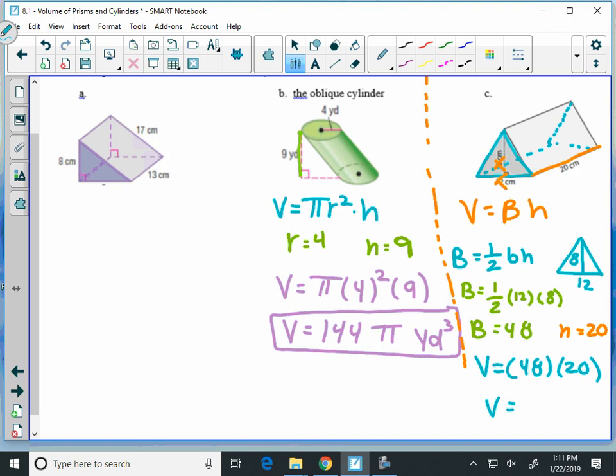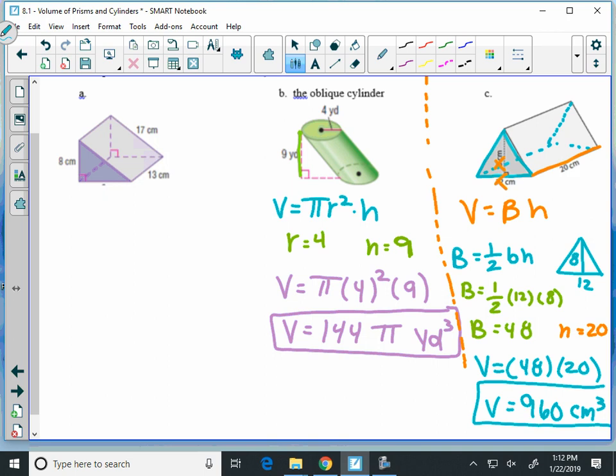960. And again, we will label this centimeters cubed. Questions over that?